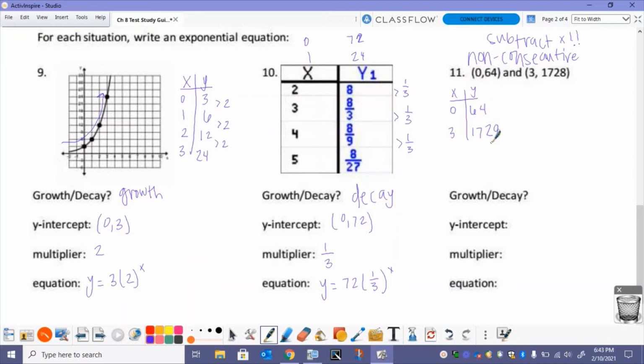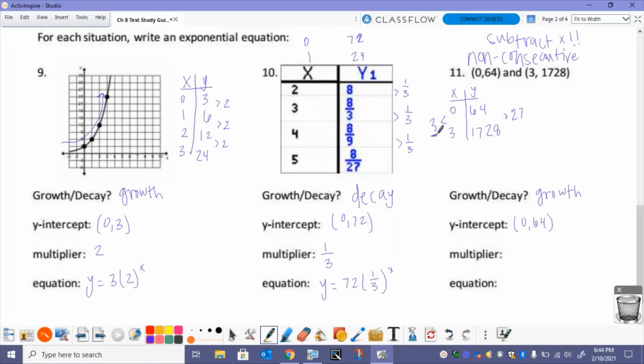First things first, we can tell we have growth. We went from 64 to 1,728, so we increase, that's growth. And then we were already given our y-intercept with an x value of 0, so (0, 64). And then our multiplier, we have to figure out. So 1,728 divided by 64 gives us 27. But remember I said if it's non-consecutive, you have to subtract x. So 3 minus 0 gives us 3.